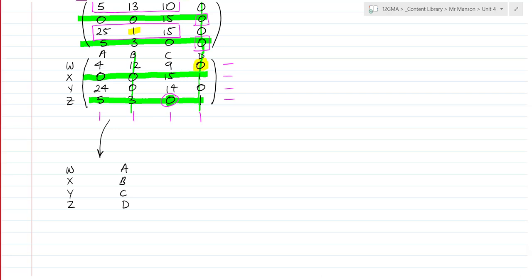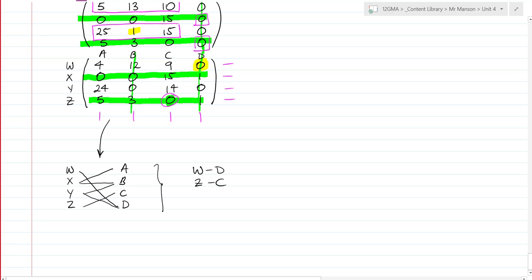So I'm going to connect W to D, and I can see that my assignment is going to be pretty easy. Straight away, W has to be connected to D. X is connected to A and B. Y is connected to B and D. And Z is connected to C. So now I have to develop a matching from that. W has to match with D. Z has to match with C. Because W matches with D, Y has to match with B. And X, therefore, has to match with A.